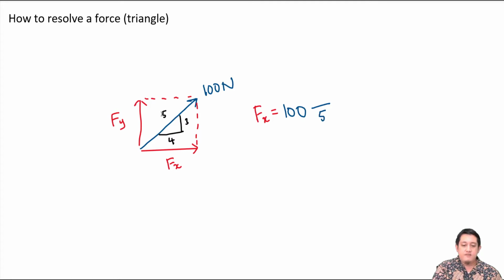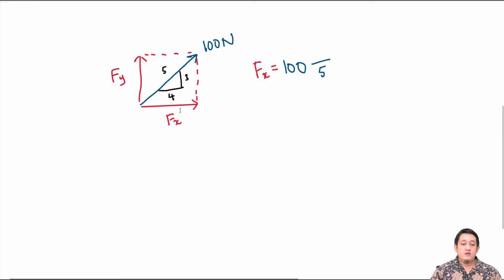So here is 5. Next, what do we want to find? We want to find Fx. So what is the direction that is parallel to this Fx? If you look closely here, the direction is 4. So you just put 4 like this. That's it. So 100 multiplied by 4 divided by 5. So you will get 80 Newton. Simple. Very simple.